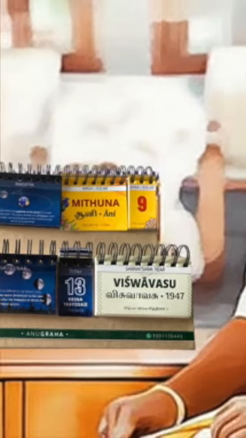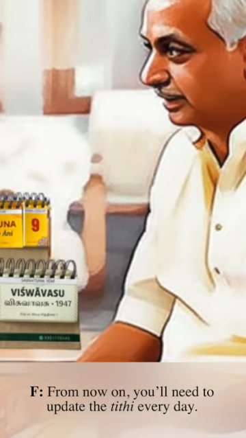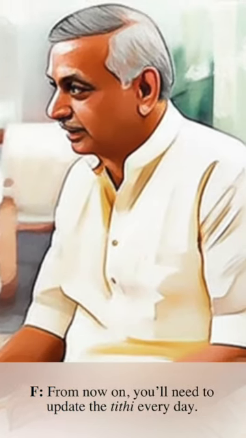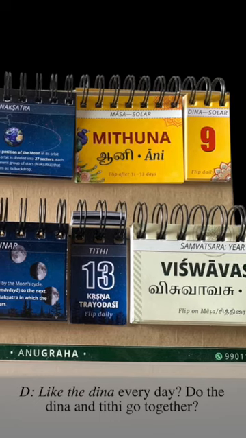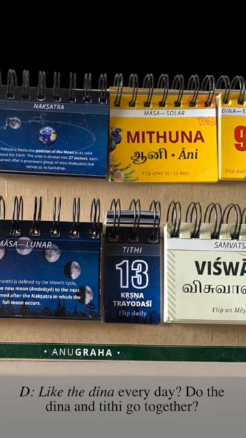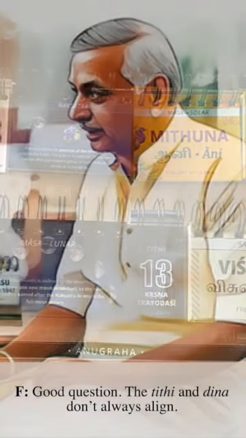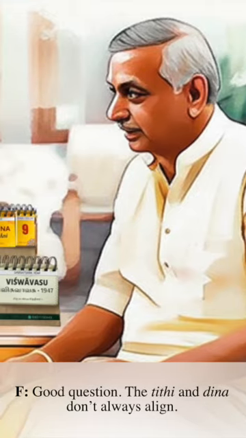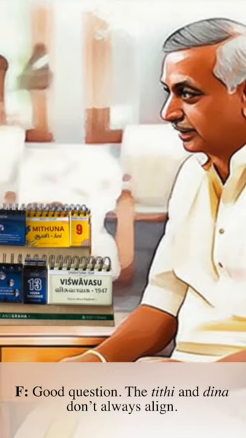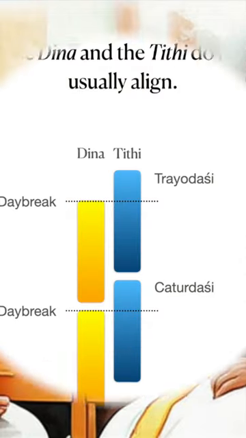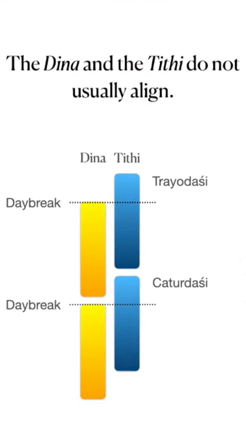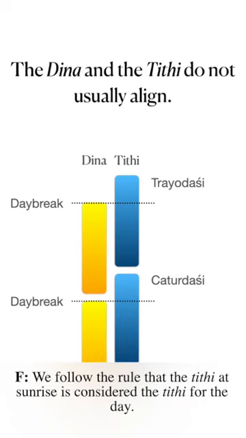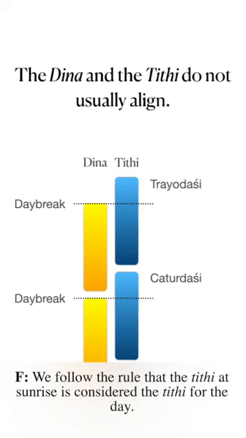From now on, Harini, you'll need to update the Tithi every day. So just like I update the solar Dina every day, do the Dina and Tithi go together? Good question, Harini. The Tithi and Dina are updated every day, but they don't always align. The Dina begins at sunrise, while the Tithi boundary may fall at any time of the day. But for simplicity, we follow the rule that the Tithi at sunrise is considered the Tithi for the day.